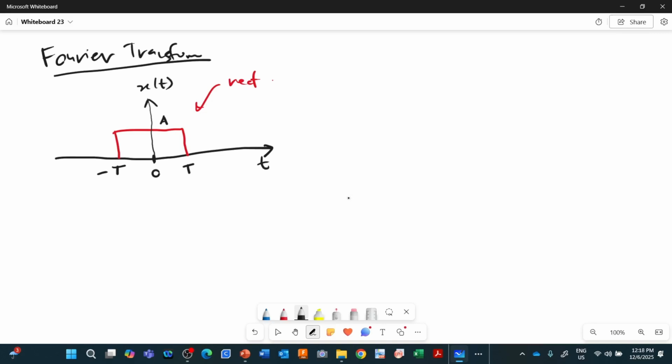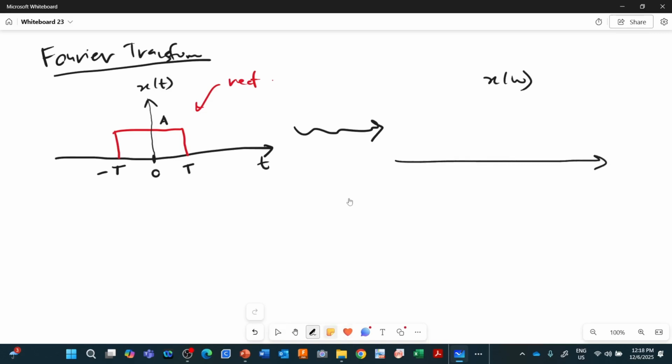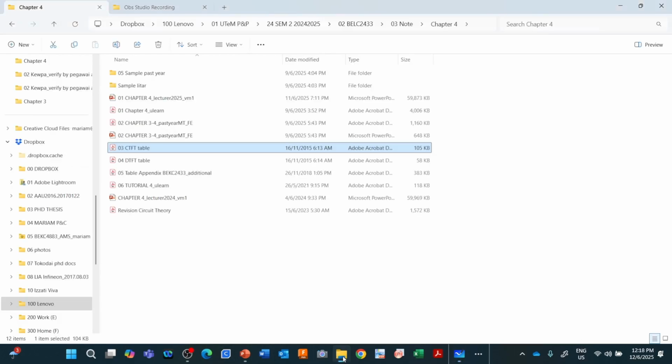In the Fourier transform, you want to convert it into the frequency domain, X(omega). So what's the plot? That's the question just now. You can directly refer to a table. Based on the Fourier transform table, if the signal is given by a rectangular, you directly refer to the Fourier transform table.